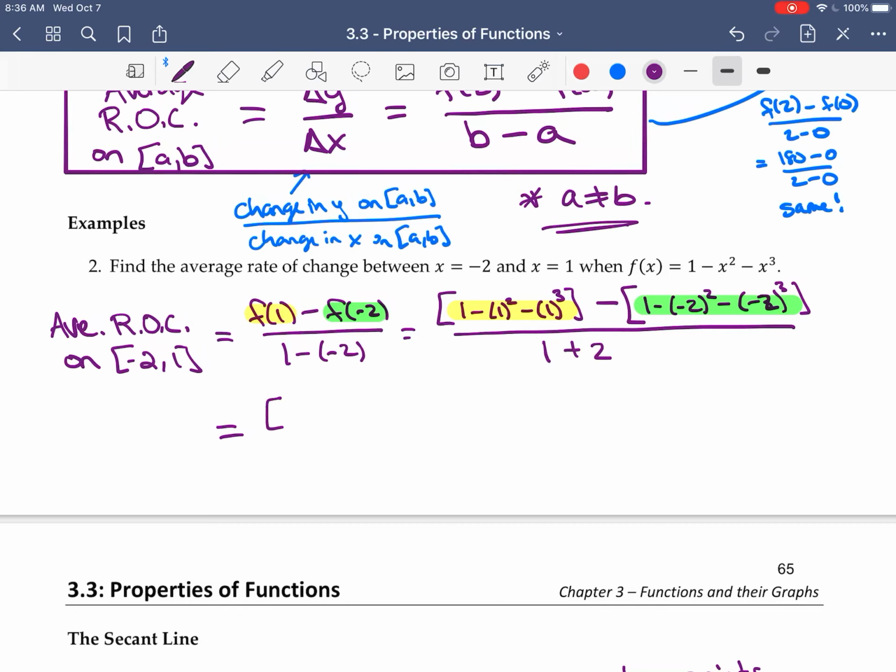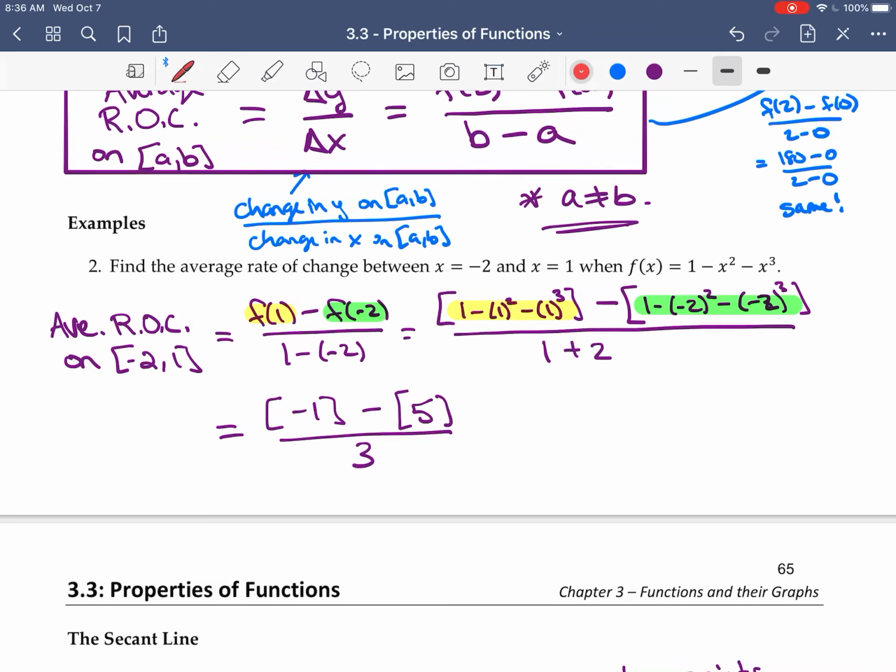the first box, f of 1, is 1 minus 1, so that's 0, minus 1 more. So that's going to be a negative 1. And f of negative 2, I have 1 minus 4, so that's negative 3, but then it's minus negative 8, so it's plus 8. So that's going to be positive 5. Oops, I did the wrong bracket there. So that's going to be that. And this is over 3.